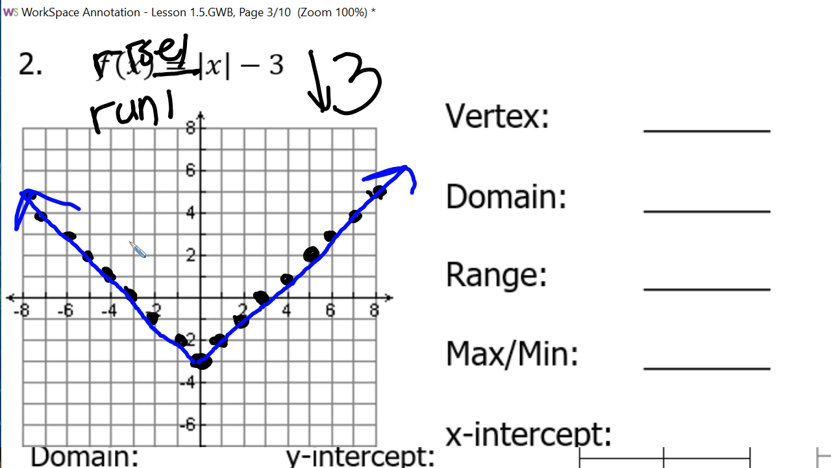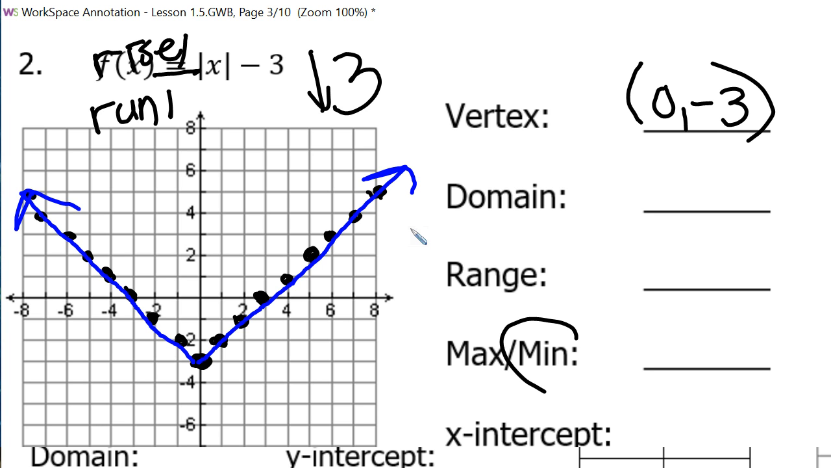Now the vertex, be careful when you write this vertex as an ordered pair. What's the x value there? 0, and the y value? -3. So 0, -3 for the vertex. Now look at that vertex. Is it the highest point or the lowest point on the V? So if it's the lowest point, is it the maximum or minimum? Minimum. Circle it.